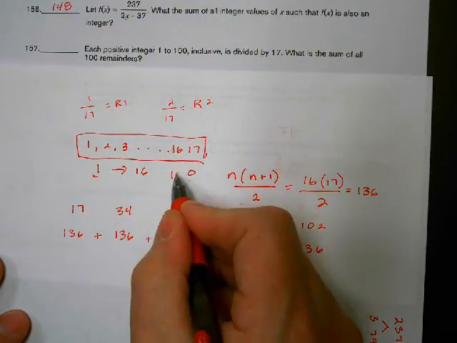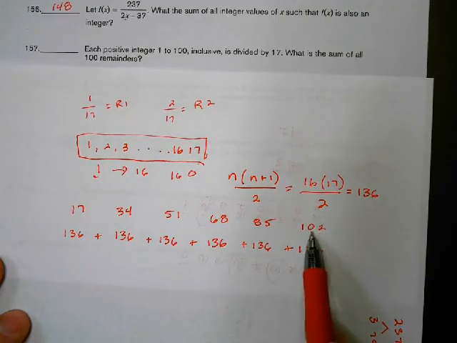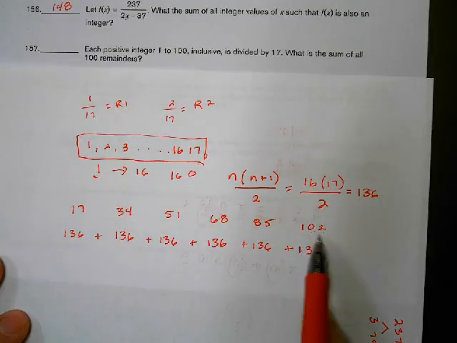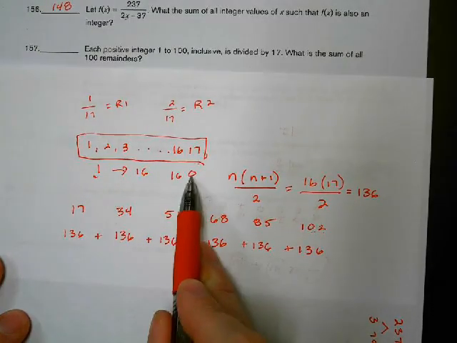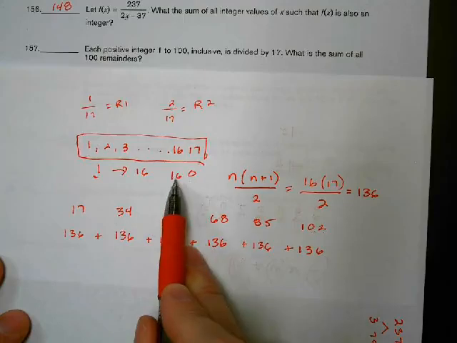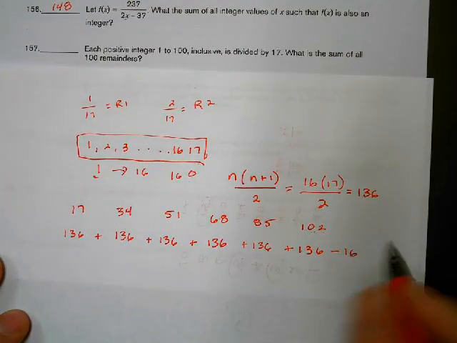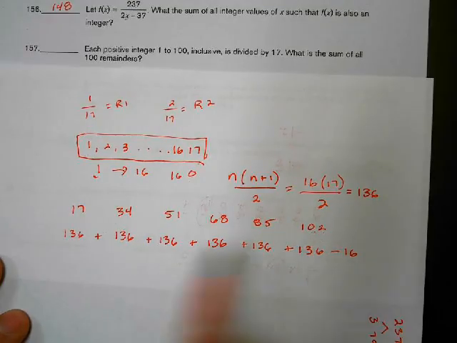Well, the 102, not too bad because that gives me a 0, but 101 would give me a remainder of 16. So I need to subtract out 16 because I went too far on this one. So it's basically 136 times 6 minus 16, and that comes out to an even 800.